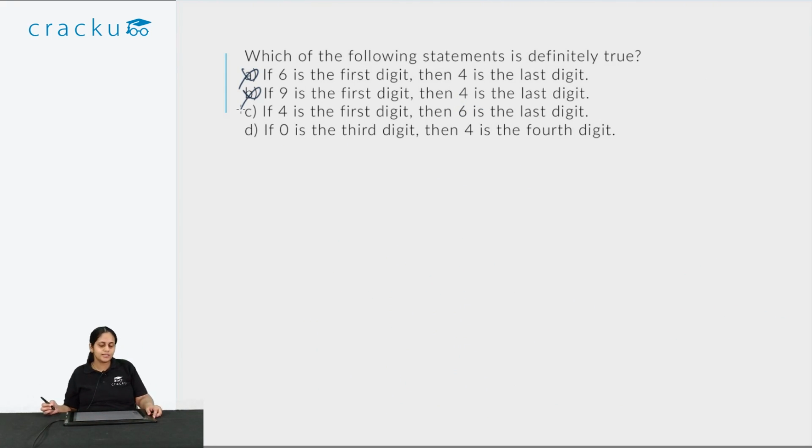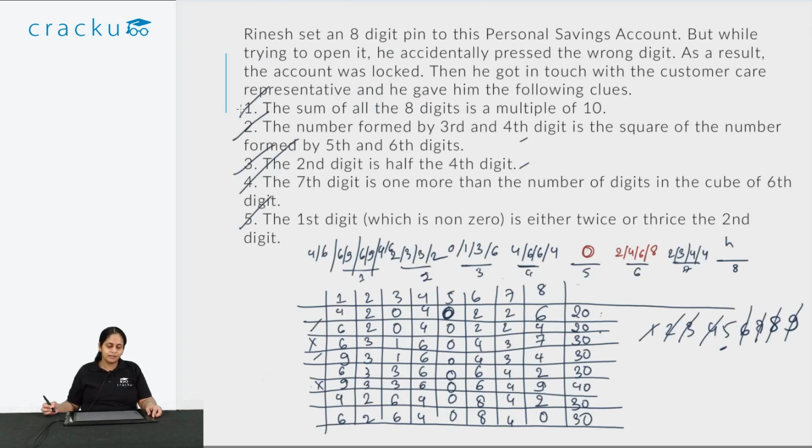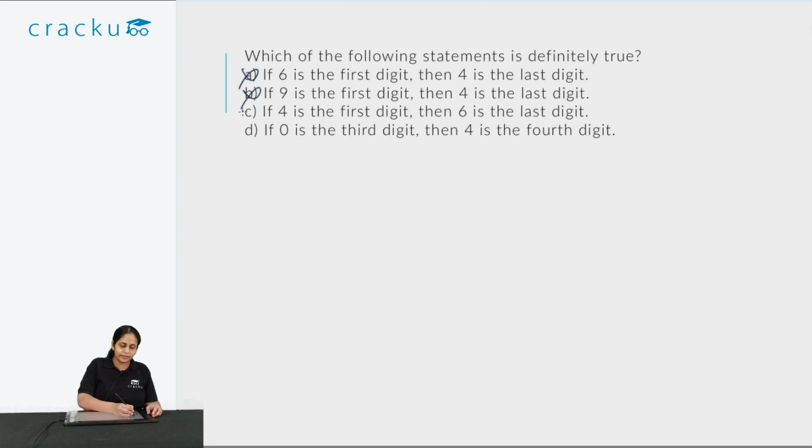If 4 is the first digit, then 6 is the last digit. True in this case, not true in this case. So 4 and 2 is the last digit in the second last row. So this is also not definitely true.